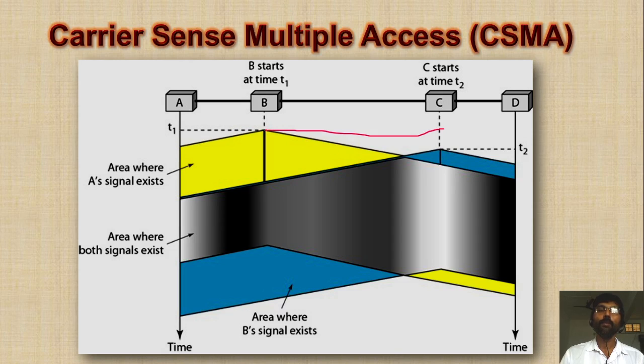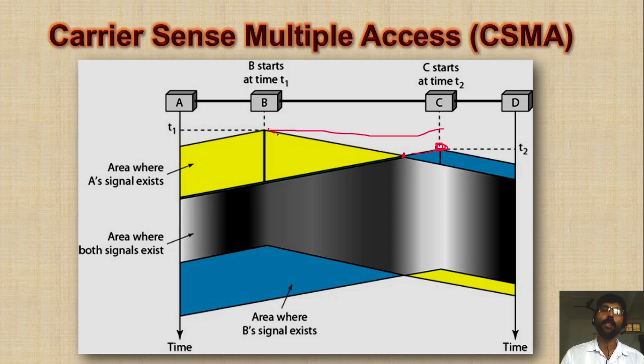But the frame sent by B takes some time to reach C. See, the first bit of the frame is still here and never reaches here. So C senses that the medium is idle. Okay, so C sends one frame over the media.